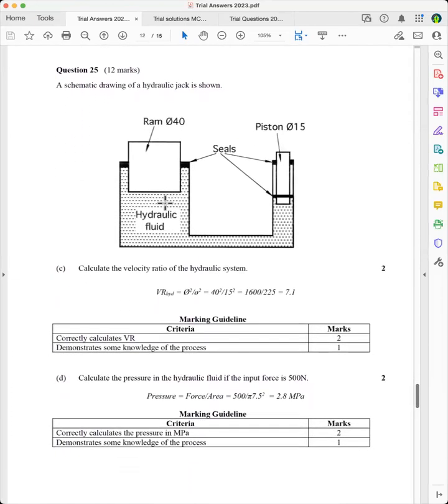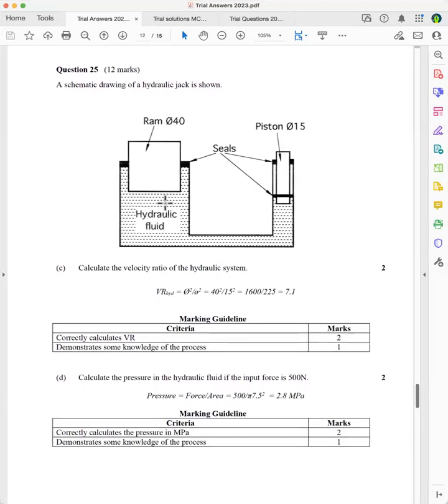Hydraulics, calculate the velocity ratio of the hydraulic system. Look, this is always an easy question. If you remember this, you don't have to derive it. It's not in your formula sheet either. So the velocity ratio of a hydraulic system is big phi squared, the big diameter squared, divided by the little diameter squared. And remember that big phi is the big bubble and it floats on top. So it's big phi squared over little phi squared, and it's an easy question. So you've got a velocity ratio of 7.1.